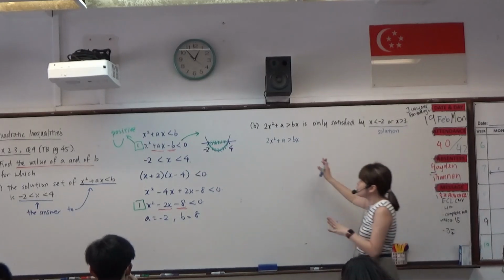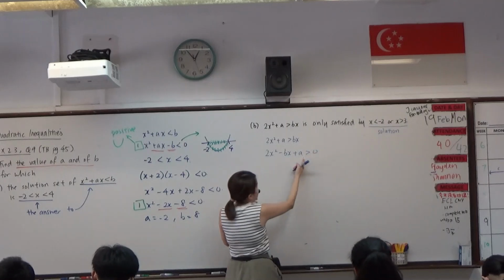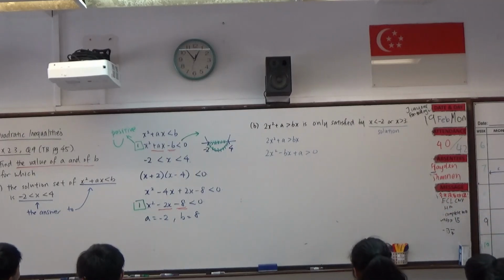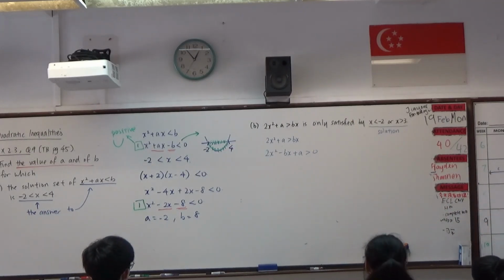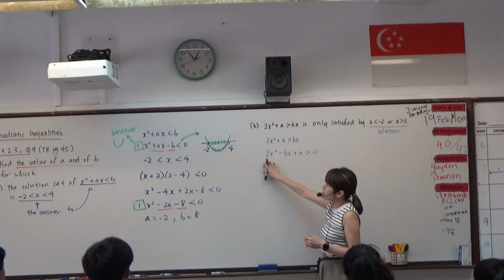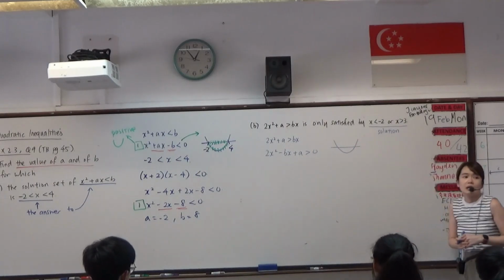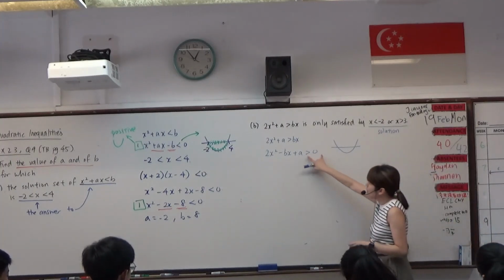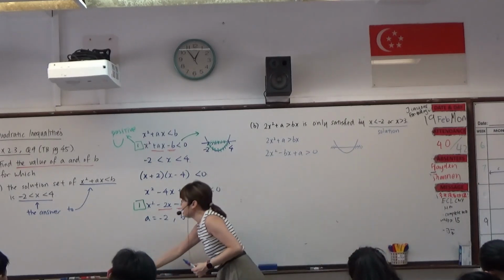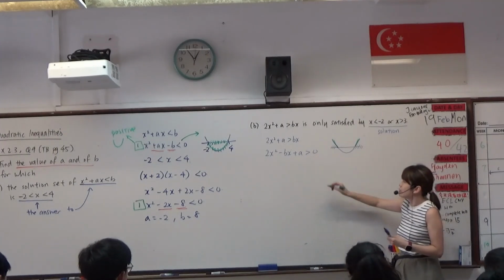Based on what we usually will do, we place everything to one side first. While I'm at it, I arrange everything in decreasing order of x powers. With this expression over here, we see that the coefficient of x squared is positive. So I know that I must have a happy face graph. And because it says more than 0, I'm looking at solutions here and here, because only this part of the graph, the tail ends here, will be above 0.